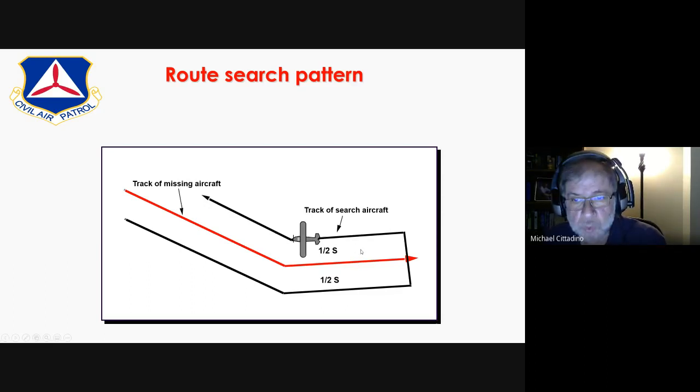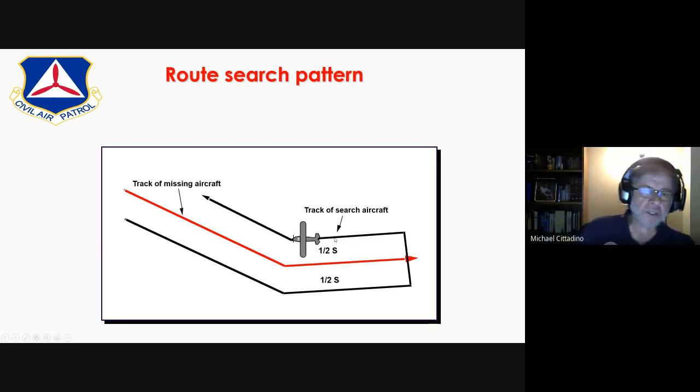Typical spacing is one half of the scanning range, so we're going to fly one leg all the way, come back, and fly the next leg. One half of the scanning range, since we've got a scanner in the back and an observer in the front, gives us a search area that is equivalent to the full scanning range. This here is our track spacing. We fly one leg, we come back for the other leg, and typically track spacing between legs is going to be a full scanning range.